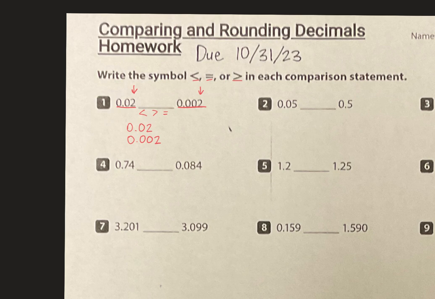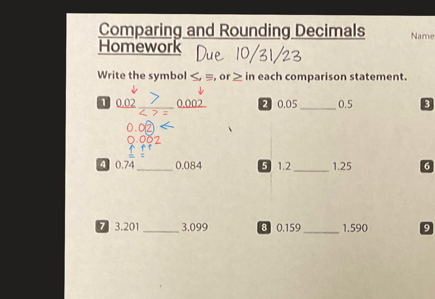I'm going to use blue. We can check the ones place. They're both 0, so they are equal. We can check the tenths place. They're both 0, so they are equal. And we check the hundredths place. Oh, there's a 2 and a 0, so the 2 is greater than the 0. And so that means that 2/100ths, this one over here, must be greater than 2/1000ths.